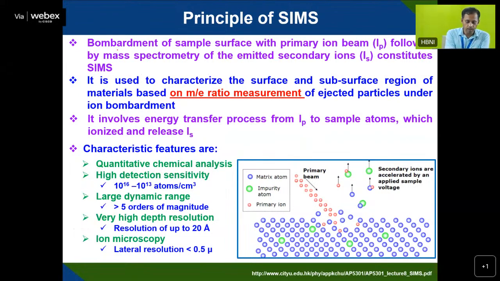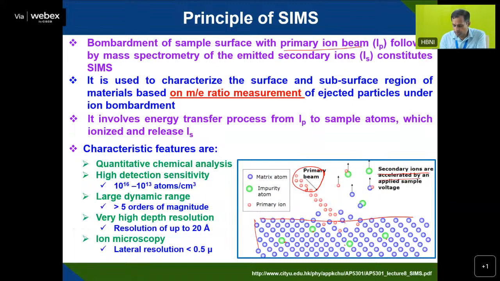The bombardment of the sample surface with a primary beam of ions. So you have a primary beam here, the red color, showing ions falling on the sample surface. This is the sample, and in that matrix, the green are the impurity atoms and the blue are the matrix. When that ion beam falls on this, there is bombardment of the sample surface with the primary ion beam, followed by mass spectrometry of the emitted secondary ions. You can see here, once the primary beam falls, it interacts with this, and then what happens?